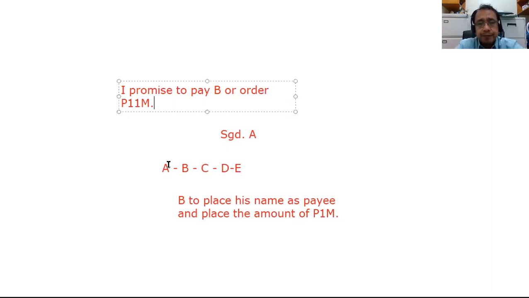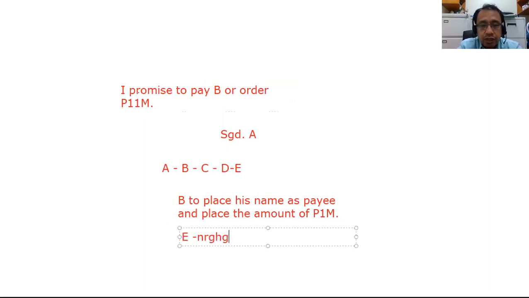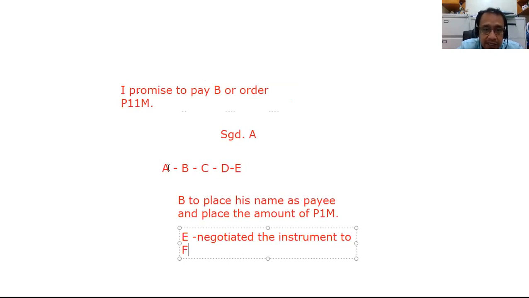But how about if E negotiated the instrument to F? Okay? Can F demand payment from A, B, C, D, E? A, B, C, and D? Let's set E aside for now. A, B, C, and D. Can F demand payment from A, B, C, and D? If that is the question, you have to qualify your answer. Why? It depends again. Well, you have to qualify on whether F is a holder in due course or not.